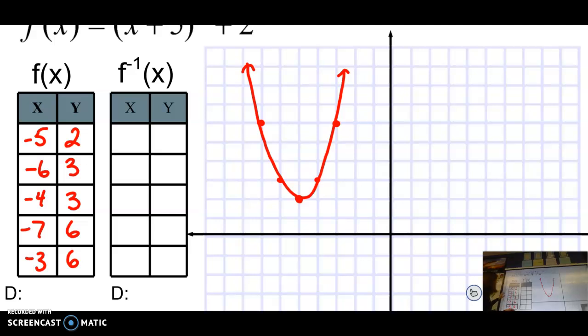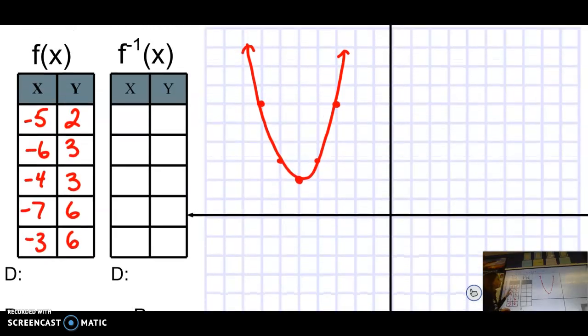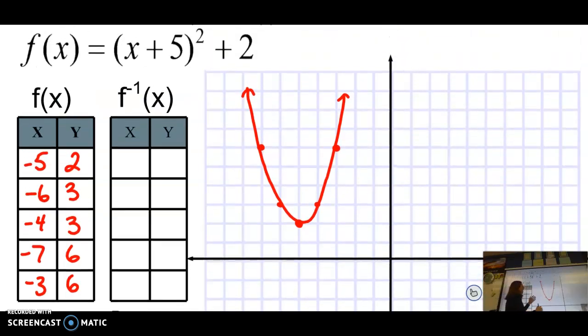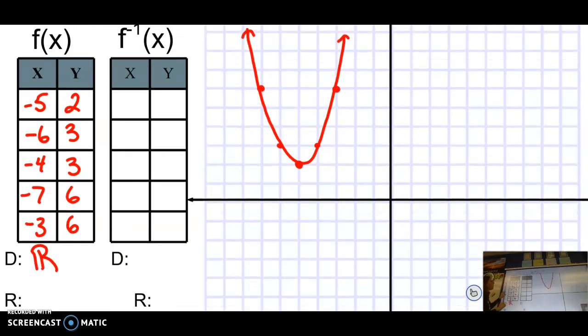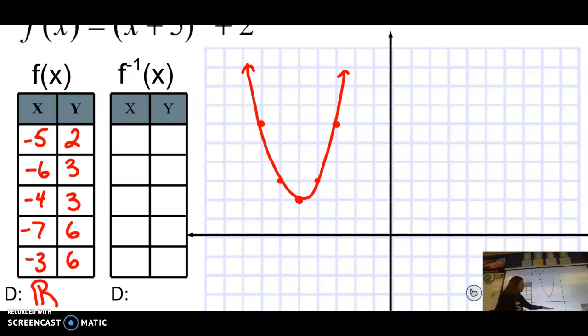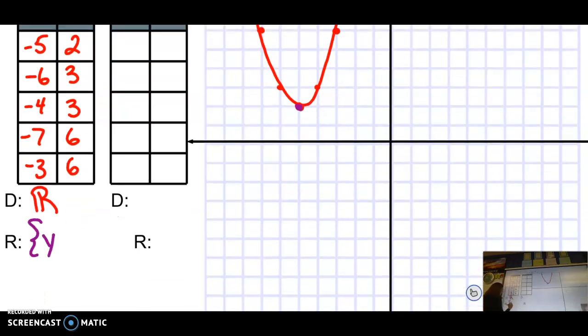To talk about its domain and range, the domain would be all real numbers because there's no number that I can't square. In other words, this graph goes left and right forever. So the domain is just all real numbers. But the range, the graph doesn't start vertically until I get right to this point, and then it goes up from there.